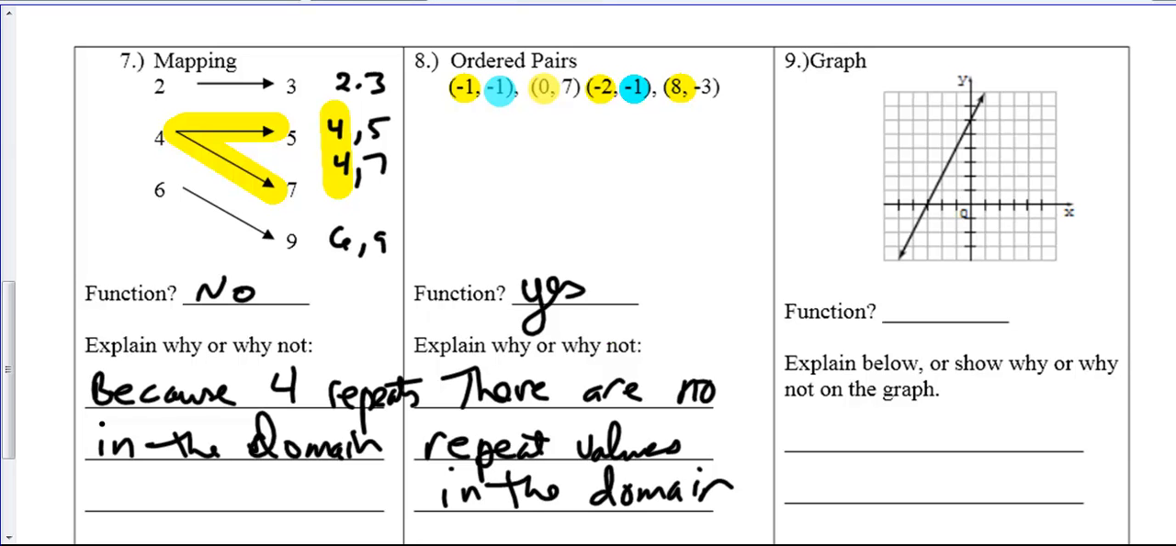Alright, and finally, we're looking at this graph here, and when we look at graphs, we learn something called the vertical line test, which basically says if you could take a vertical line, like that I just drew on the side, and slide it across your image.